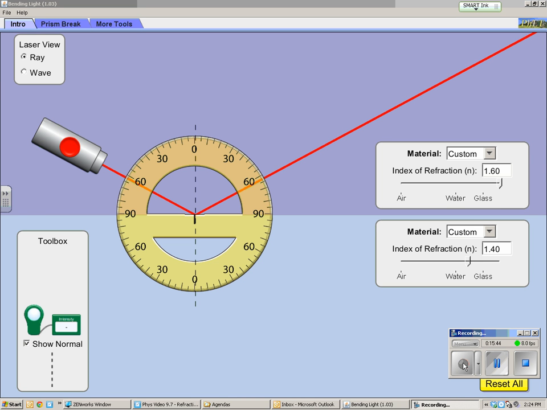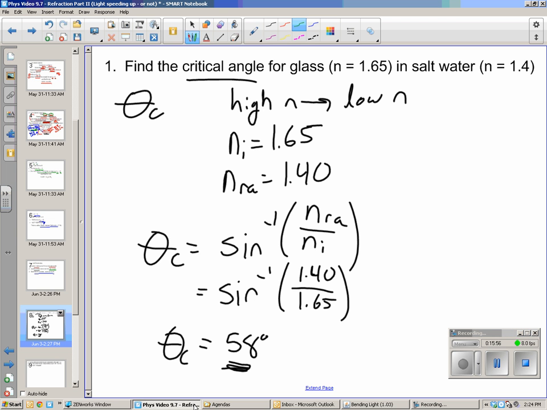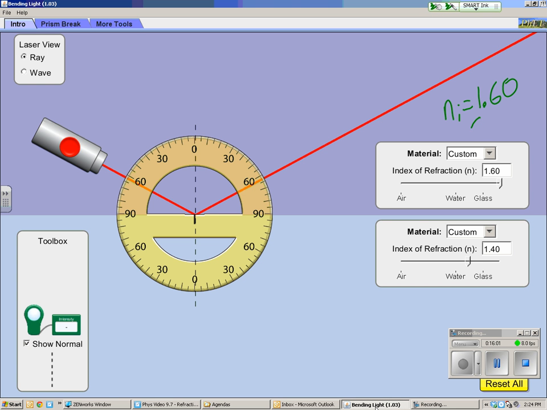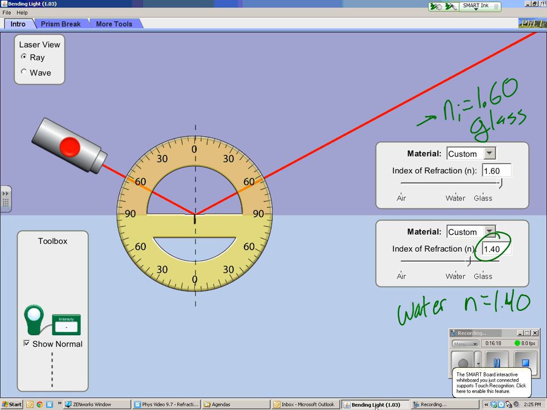All right, so I didn't realize this when I wrote this example. Unfortunately, I can only make my NI 1.6. In the example we just did, it was 1.65. But so that would be the glass. And then here's our salt water. Notice salt water is a little denser, so it's a higher index of refraction. Okay. And so what we figured out is that our critical angle is 58 degrees. For us, it's not going to be quite 58 because we have the wrong NI, but it's pretty close.